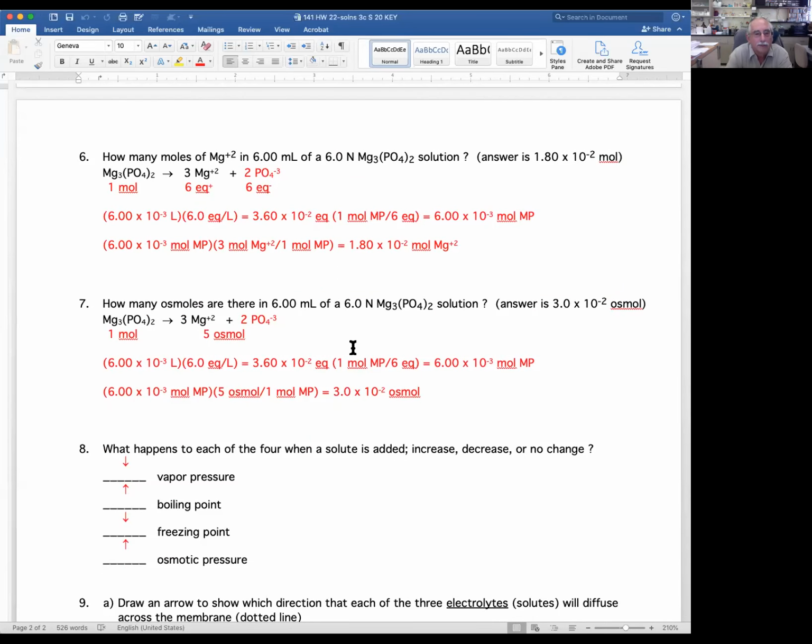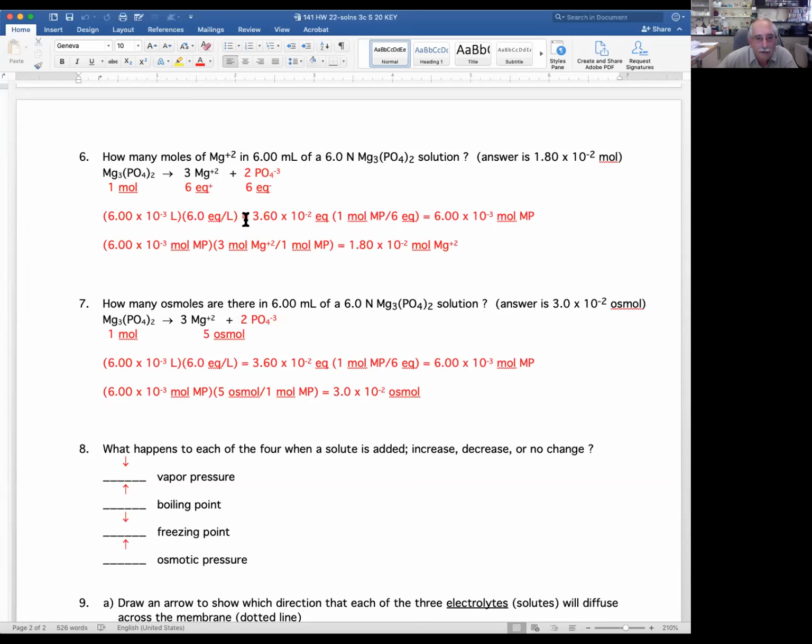So how many moles of magnesium ion in 6 milliliters of a 6 equivalents per liter magnesium phosphate? So I need the equation so I can figure out what they're asking. So 1 mole gives me 6 equivalents. So I got 6 milliliters. I turn that into liters, and I'm going to use this to turn that into equivalents. I'm always going to use this as the conversion factor.